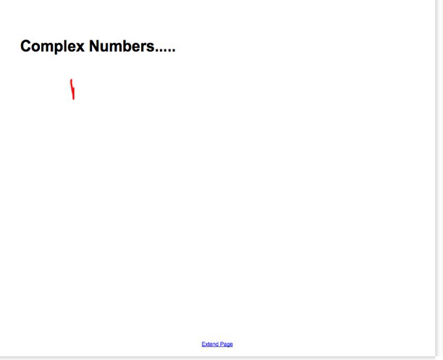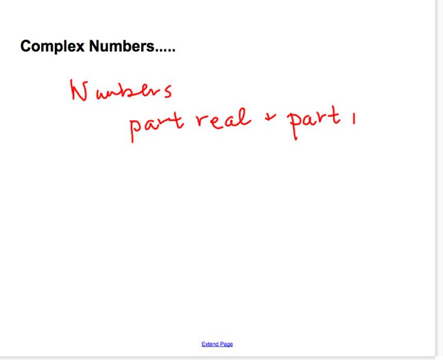Interesting anyway. So, next piece, complex numbers. Complex numbers are numbers that are part real and part imaginary. Part imaginary are the i part. Part real, those are the numbers we've worked with all the time.